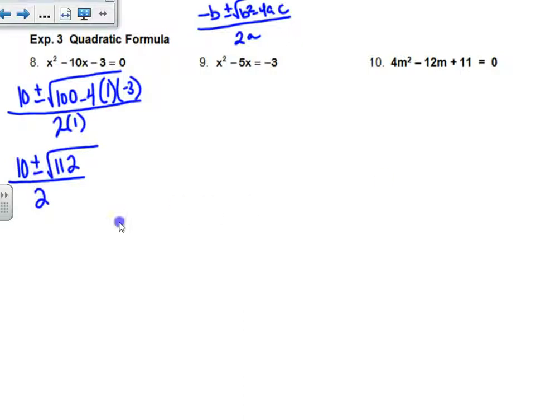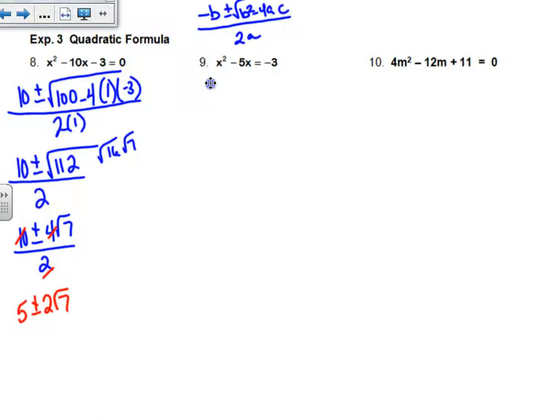16 times 7. So this is really 10 plus and minus, if you thought of the square root of 16 times the square root of 7, that'd be a 4 square root of 7 over 2. And we're still not done because each one of these terms, 10, 4, and 2, can all be divided by a 2. So my new, most simplified answer is 5 plus and minus 2 square root of 7. If you said over 1, that's fine, but you don't need it.